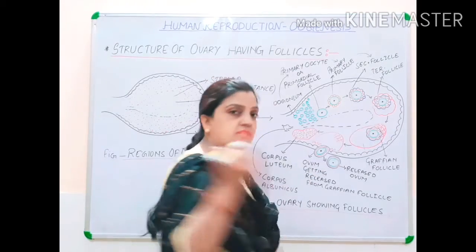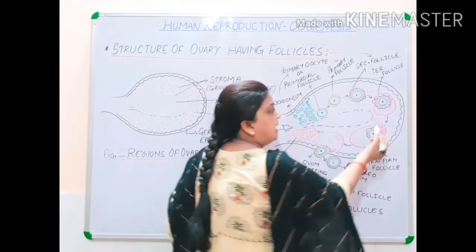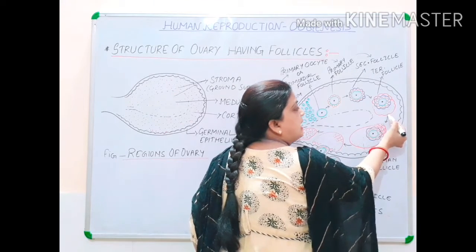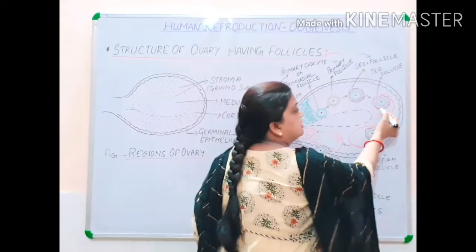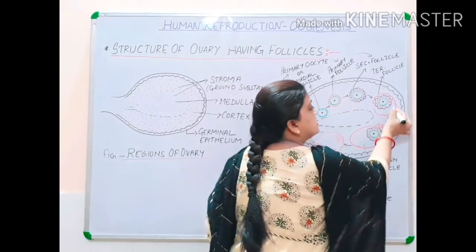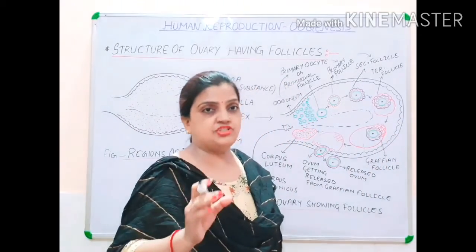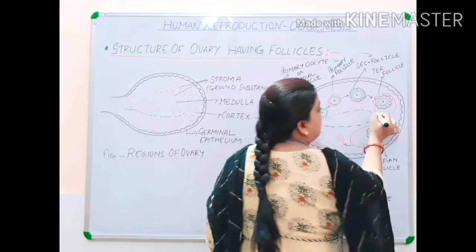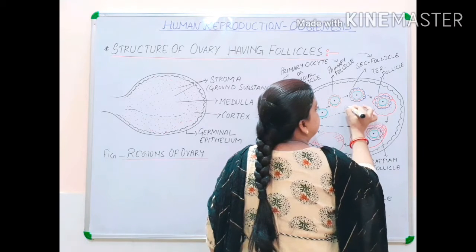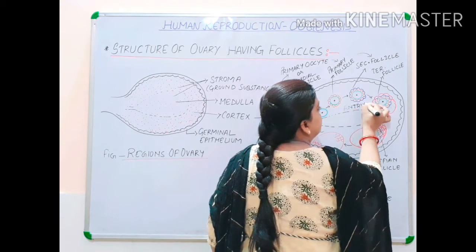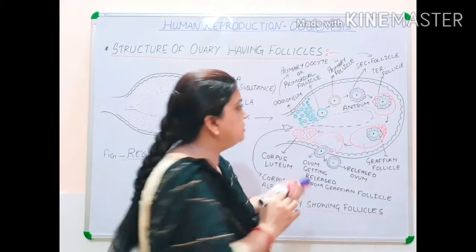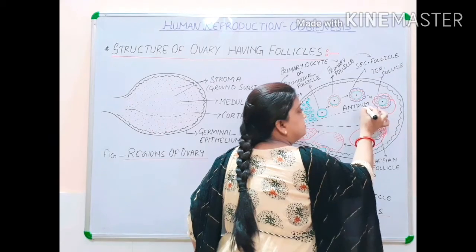Now children, you can see here one most important thing, that I have drawn a space in between the secondary layer and the tertiary layer. In between the secondary follicle and the tertiary follicle layer, a space is created, and this space, children, is called the antrum. This is called the antrum, the space which is formed here.